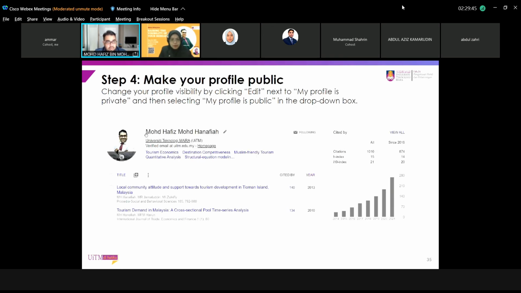So eventually this is the look of Google Scholar. Dia akan tunjuk nama awak, Universiti Teknologi MARA. Cuma kekurangan Google Scholar is easy for people to find us, but they did not release the email. So still, it's a good referral of your profile, but it is not the best place for potential PhD student to get your contact information.